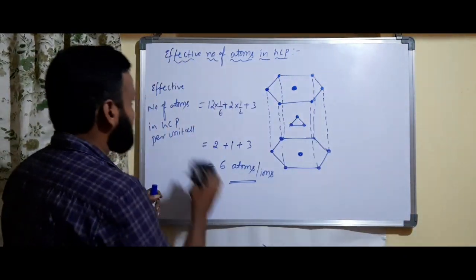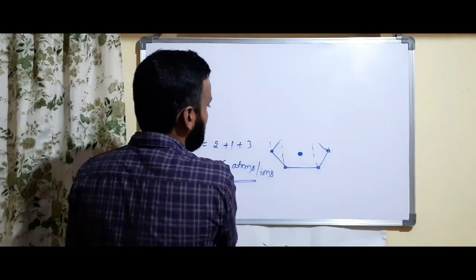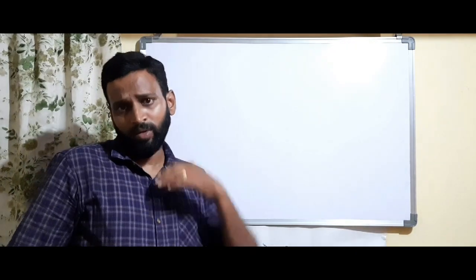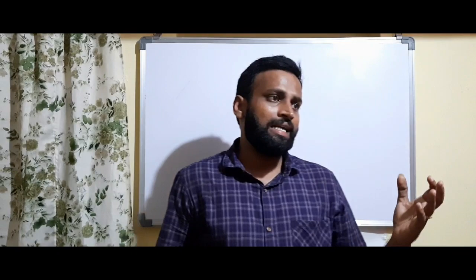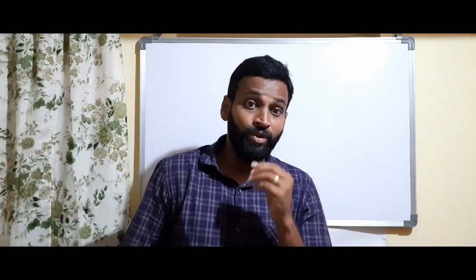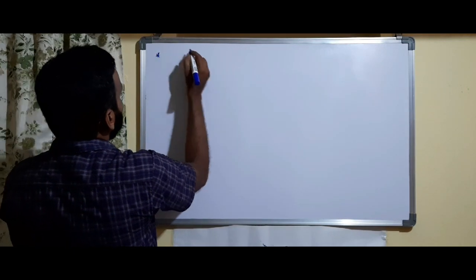Okay, so next, based on this effective number of atoms, there are some important things we have to discuss. Those are also very important. They'll ask you things like: atoms are present in particular corners, face centers, and what is the formula. Those are very important for us. So those kinds of numericals we also have to solve right now. Okay, let's see one important numerical.